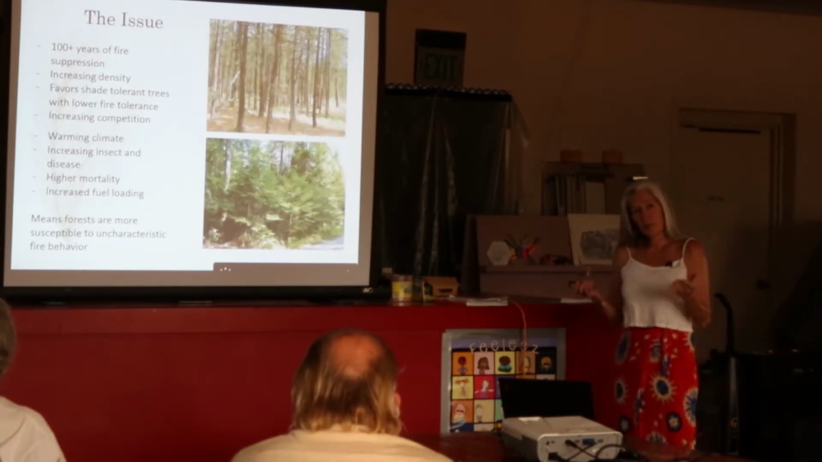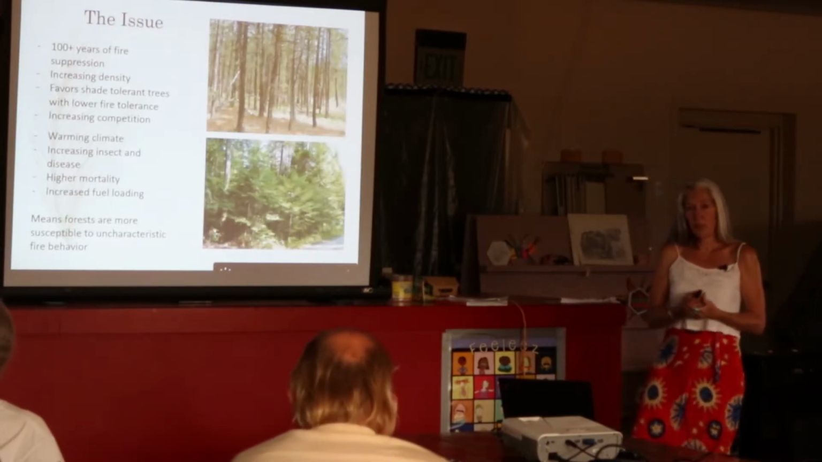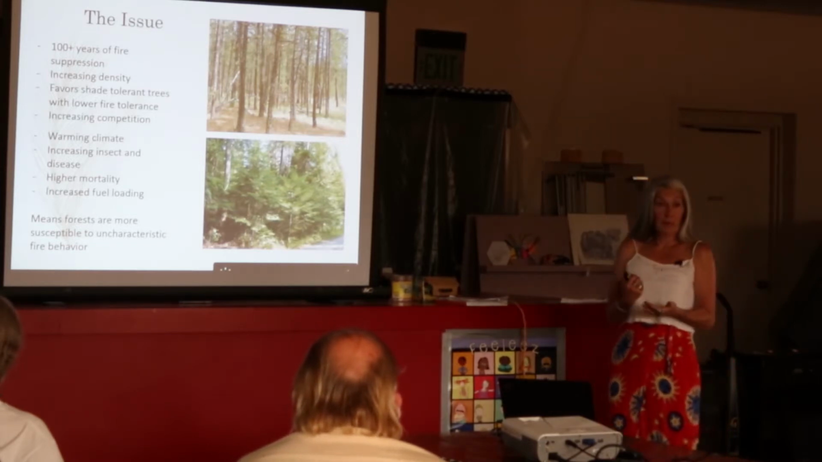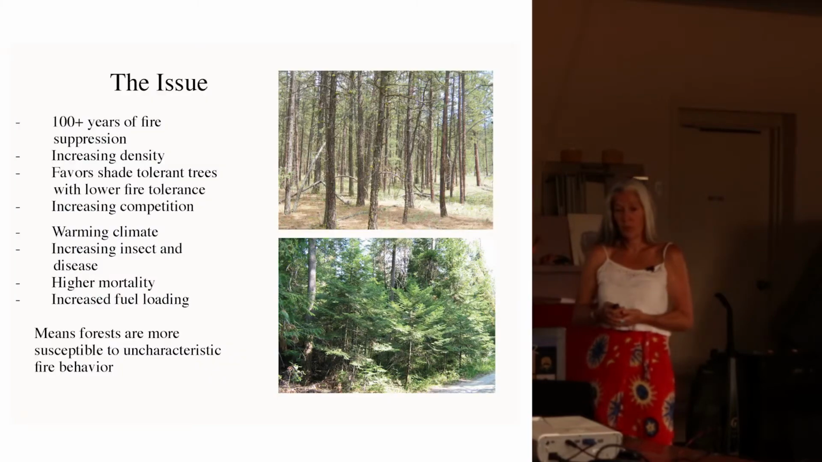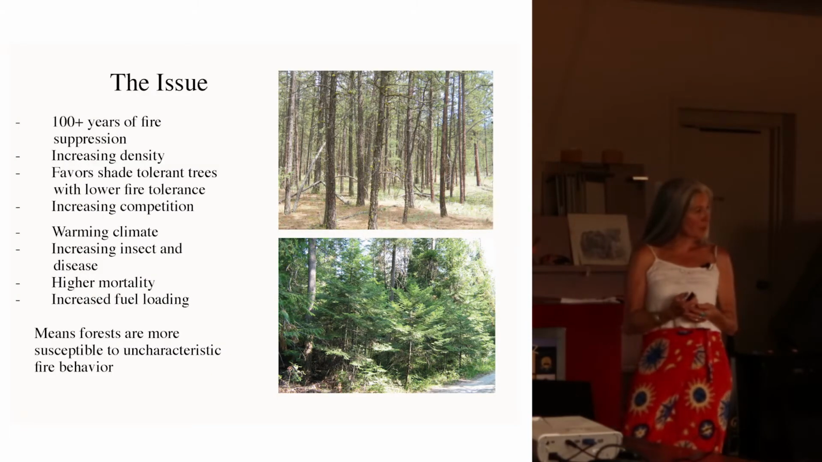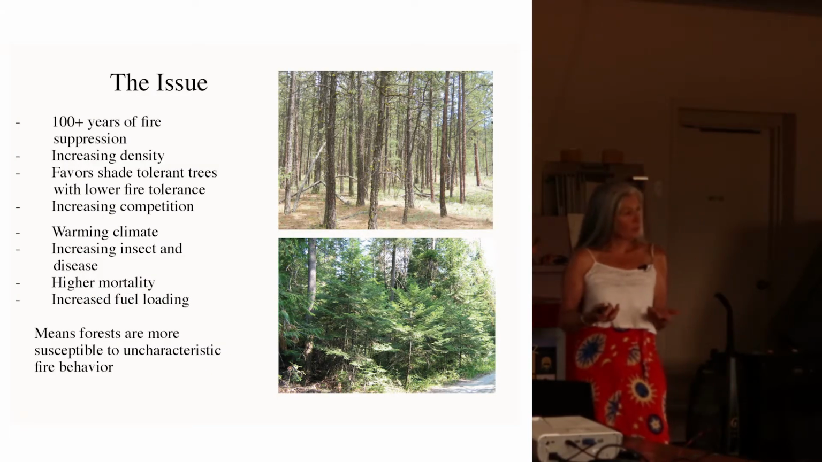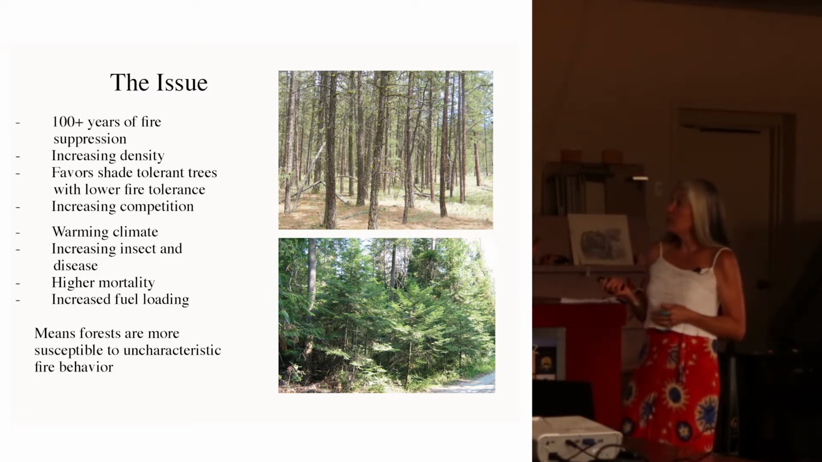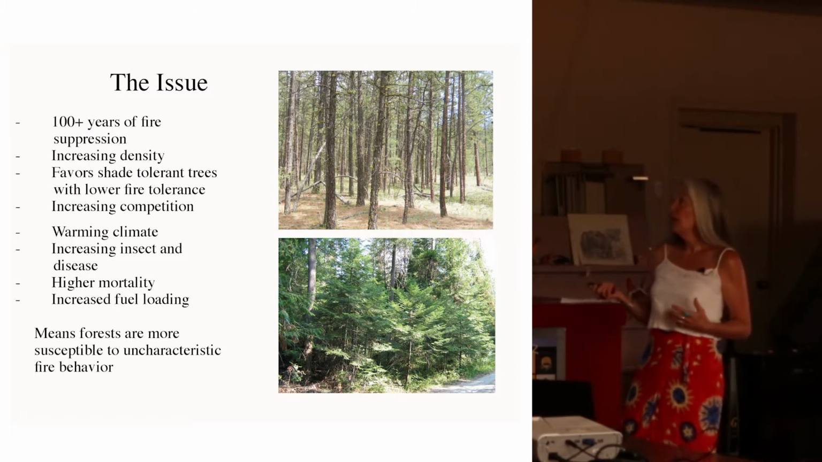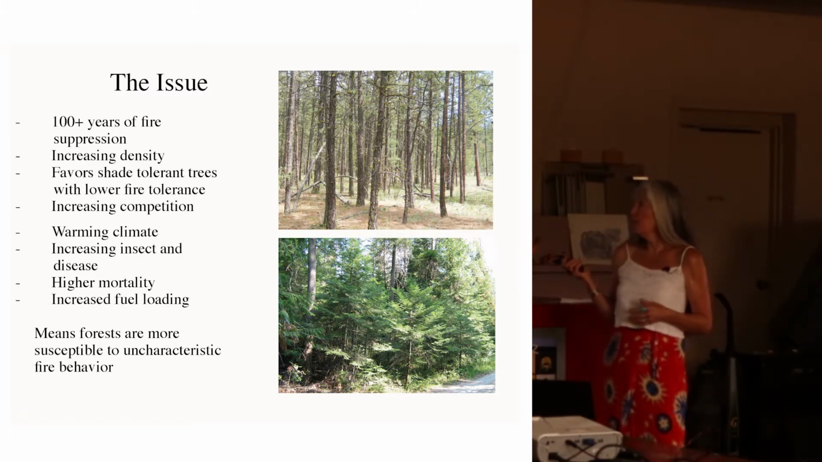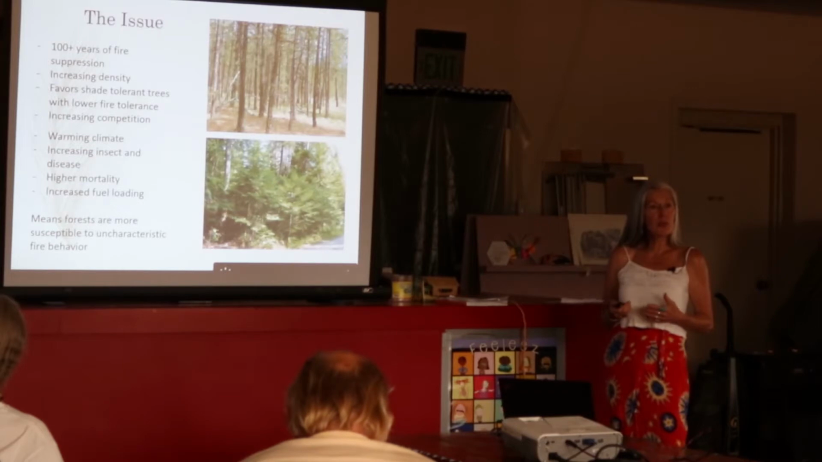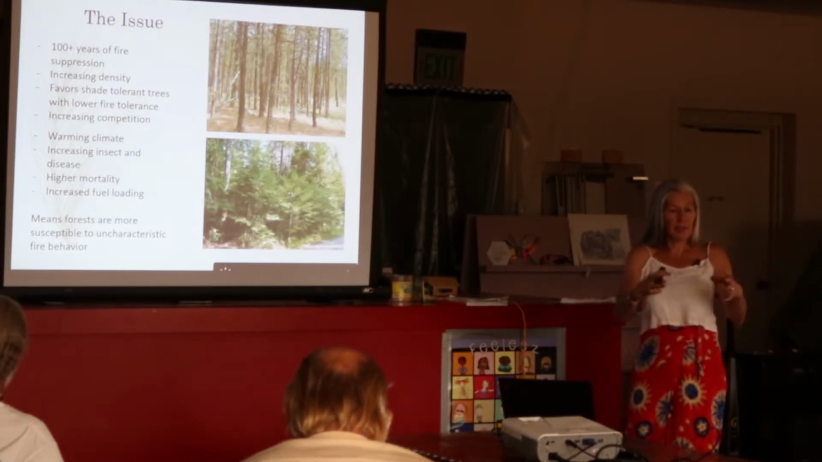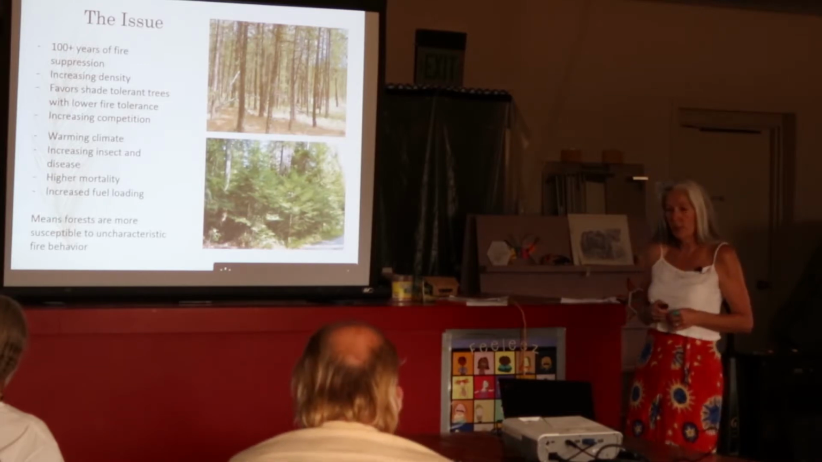So what's the issue? Well, the issue is that for over 100 years we've practiced aggressive fire suppression. Again, wrong idea, wrong thing to do, because fire is a very important part of the landscape and very important for restoring forests. And so by suppressing fires, we have increasing density, in forest terms called stems per acre. So we have a very high stems per acre, or basal area, the amount of wood that's actually sitting on that land.